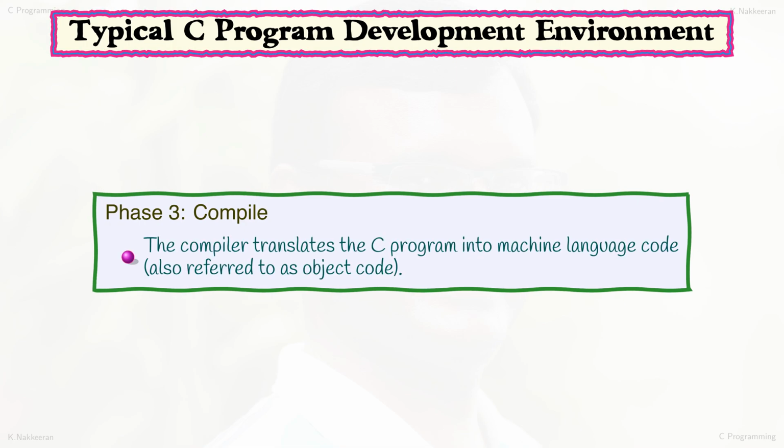The next phase in the C program development environment is the compile. The compiler translates the C program into machine language code, also referred to as object code.